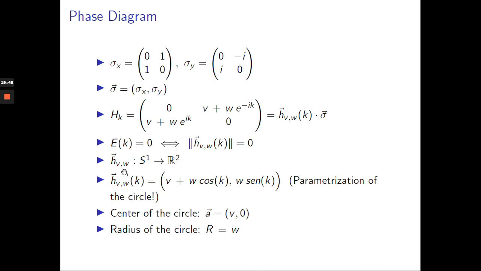So this h of V and W will be a map from S1, our Brillouin zone, to R2, and we have a different map for each pair of values of V and W. If we fix the values of V and W and look at what map we get, as you can easily see, this is the parameterization of a circle. It will be a circle with center (V, 0) and radius W.